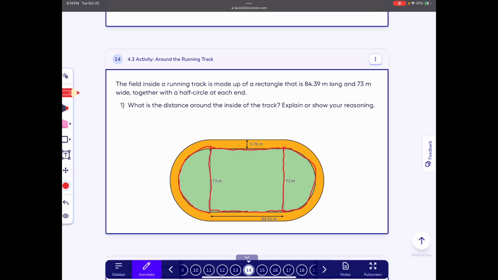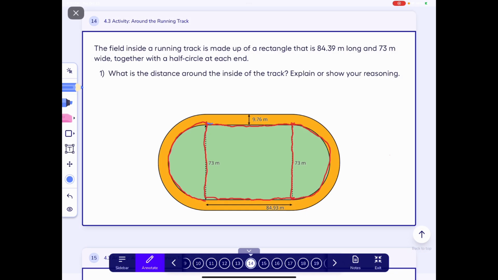So we now broke up the track into different shapes. That was a 6th grade skill. You're taking a compound shape and you're breaking it up, called decomposing. We decompose the shape into smaller, simpler shapes. So you need how long the rectangle is, and then plus the circumference. So it says that the rectangle is 84.93 meters.